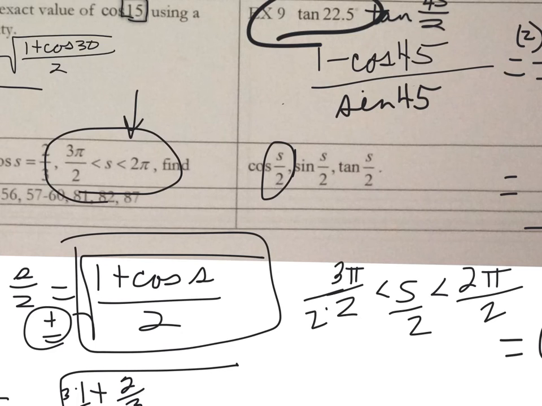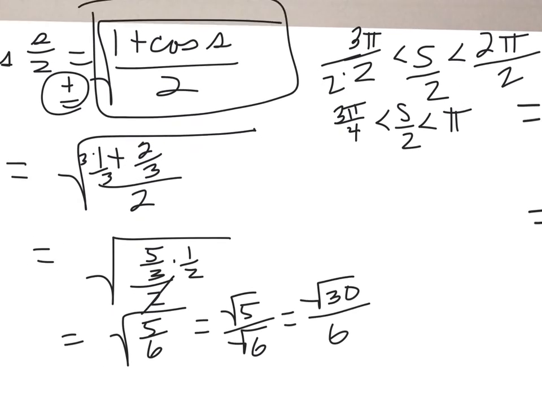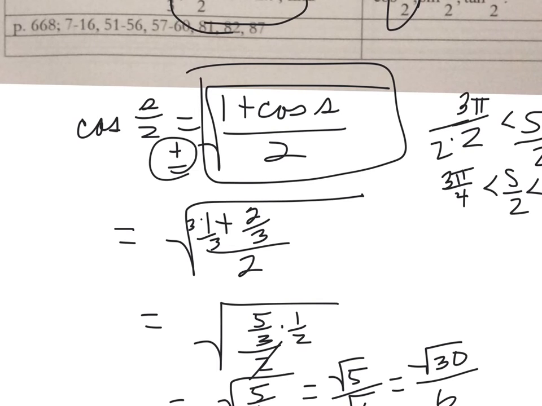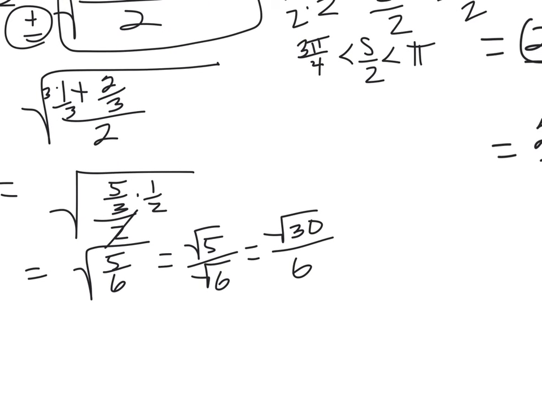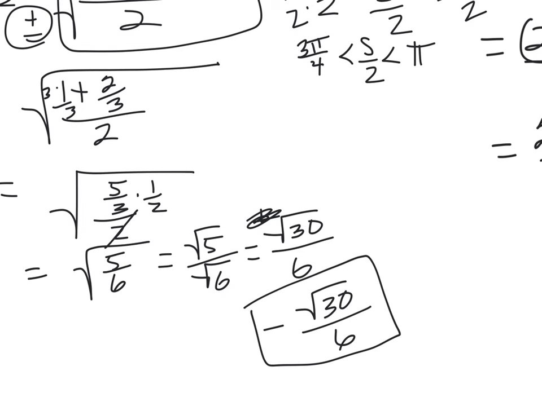So if s is between 3 pi over 2 and 2 pi, then let's see. Do you see that s over 2 is going to be between 3 pi over 4 and pi? Which puts us in the second quadrant. And in the second quadrant, remember we're looking for cosine here. In the second quadrant, cosine is negative. So we'd end up here with negative, well, that's not very pretty. How about this? Negative the square root of 30 over 6. And you could figure sine and tangent in similar fashion.